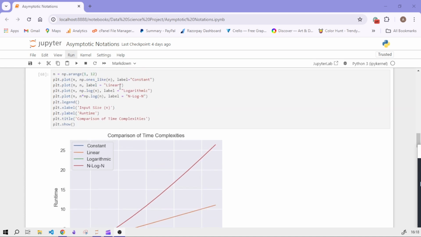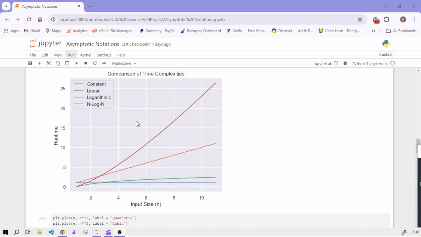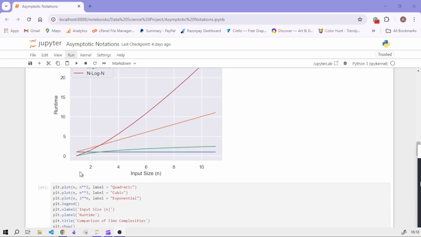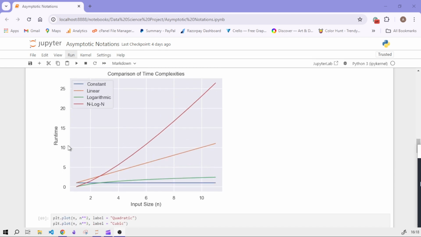So here we have constant, linear, logarithmic, n log n. Now as you can see, n log n is growing faster. As the input size increases, n log n is growing, but the constant and logarithmic are just staying, they are not growing too much, but the linear is growing at a linear rate. So as you can see, if you have to choose here, you will be going with constant first. Constant is more efficient. Then you have this logarithmic, and then you have linear, and then you have n log n.